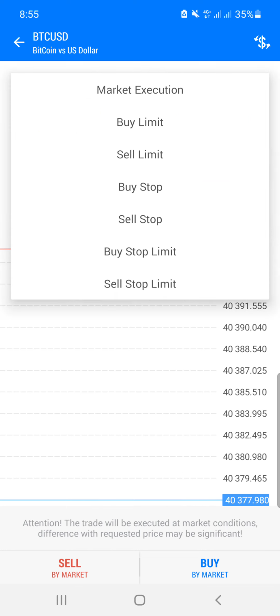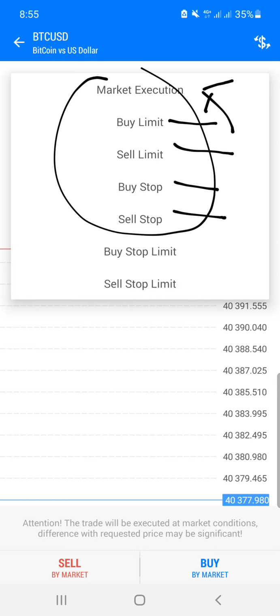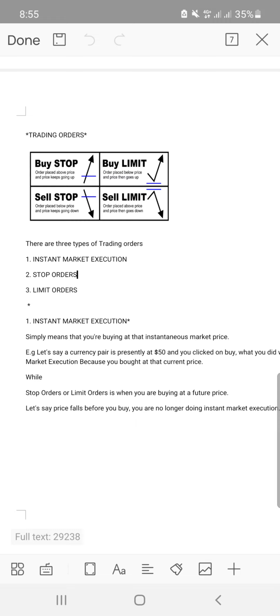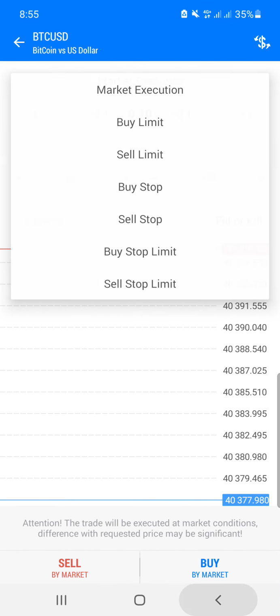you see market execution means entering at the exact time of the market. Then we have buy limit, sell limit, buy stop, sell stop. Those are the main ones we're talking about. So now let me go back to this. Buy stop is buying at a future price. Let me go back to this chart now.